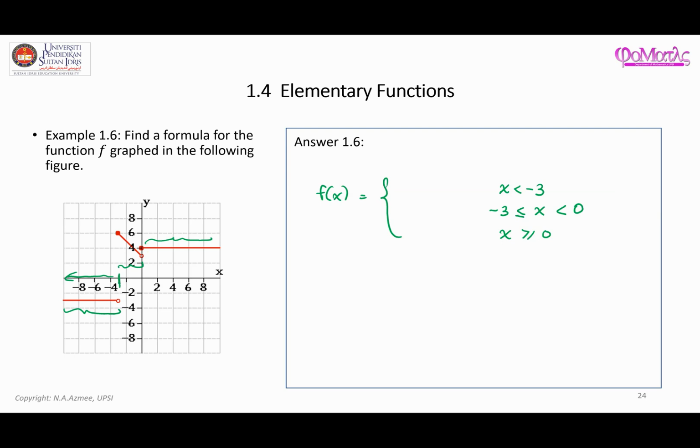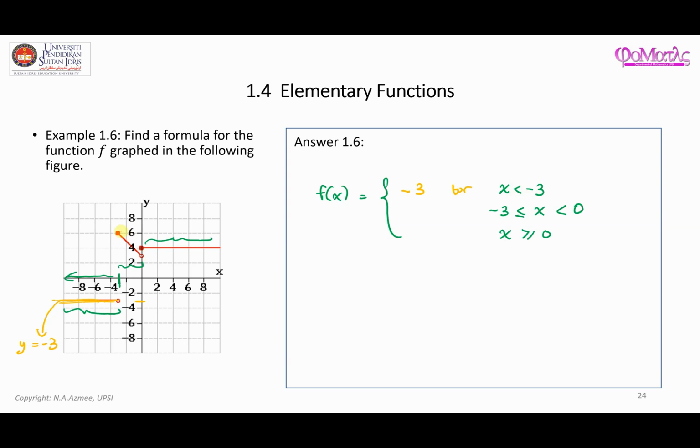Next, for the first part of the domain here, we can see that we have a simple horizontal line, which says that no matter what the value of x is, y is always going to be equal to -3. So for that purpose, we know that this can be represented as y equals -3, and we can write down -3 over here. So f(x) is equal to -3 for x less than -3.